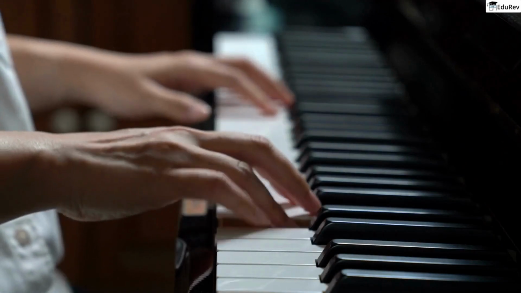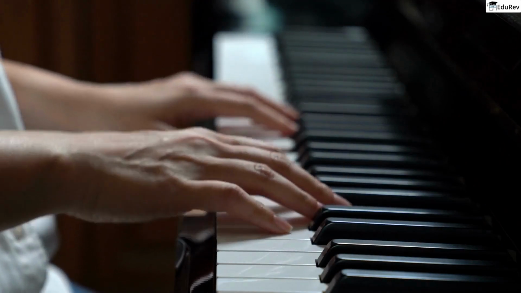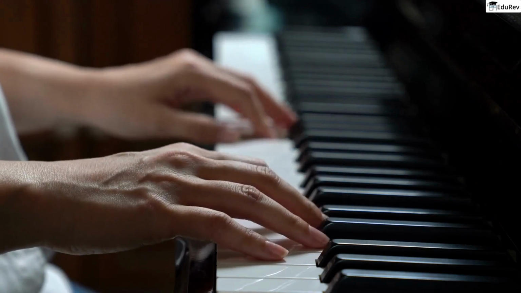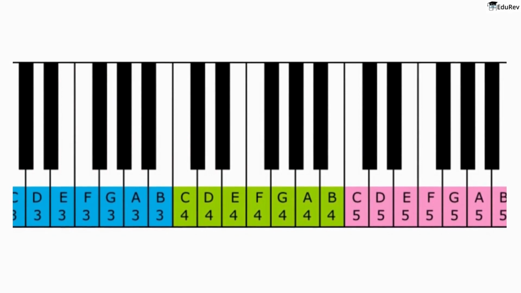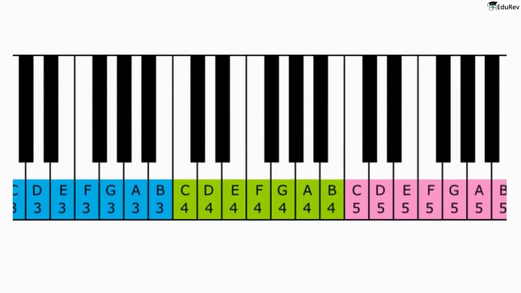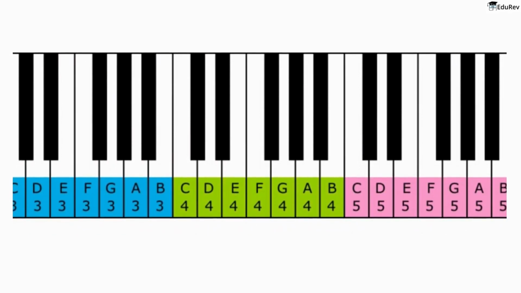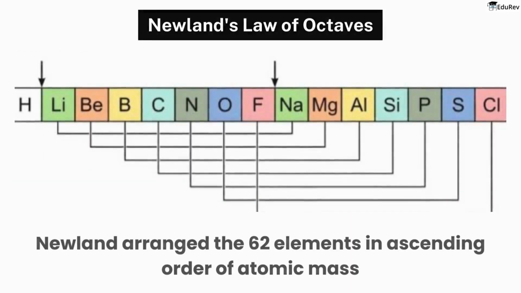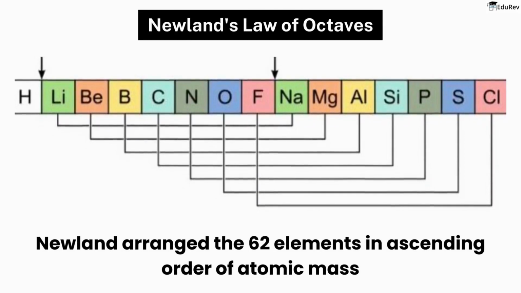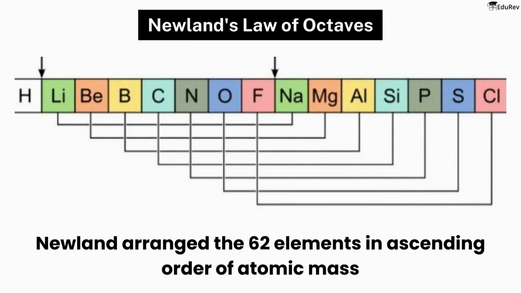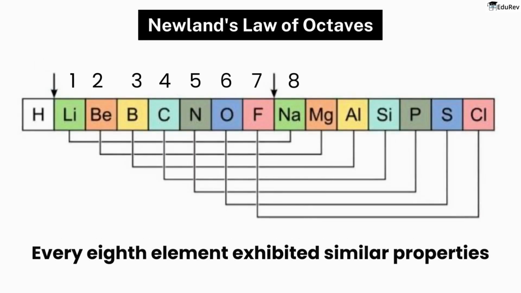Let me explain this in simpler terms. Imagine you are playing a piano, and you play 8 keys from one note to the next note of the same name. The notes will have similar properties, right? That is what Newland's law of octaves says about the elements. John Newland's examination of the 62 known elements revealed a repeating pattern. He arranged the elements in ascending order by atomic mass and noticed that every 8th element exhibited similar properties, which he called the law of octaves.